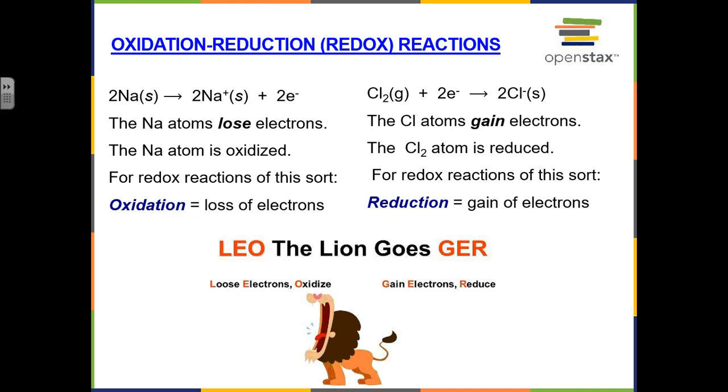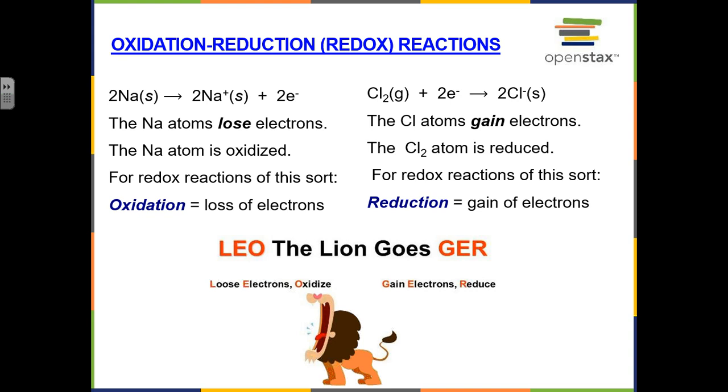It's important to note that in an oxidation-reduction reaction, in the half reactions, there are certain terms that you want to be familiar with. First, recognize that in the half reaction regarding the sodium atom, sodium loses electrons. The sodium atom also gets oxidized, and for redox reactions of this sort, oxidation equates to loss of electrons. So that's what's happening in the half reaction of sodium. It's going through oxidation, which is loss of electrons.